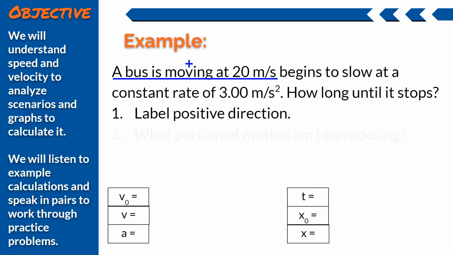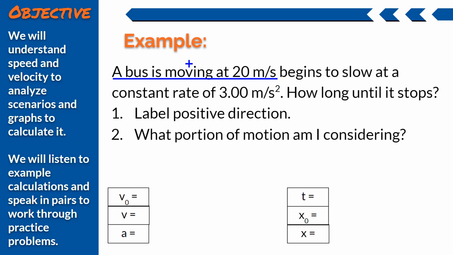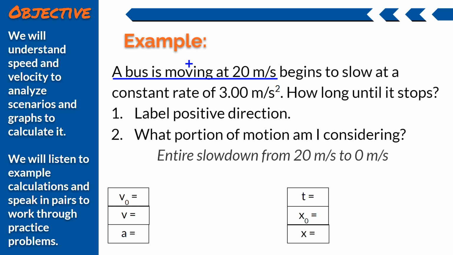Step 2 is what portion of the motion am I considering? Well, I'm obviously just looking at the bus. That's the only object there. But I'm also specifically looking at the bus for the entire time that it's slowing down from 20 meters per second to 0, because it says until it stops. Okay, so I'm looking at that entire slowdown. Okay, the 3rd step, again, is to label all of the variables. And you'll notice that I already have all of them listed down here.